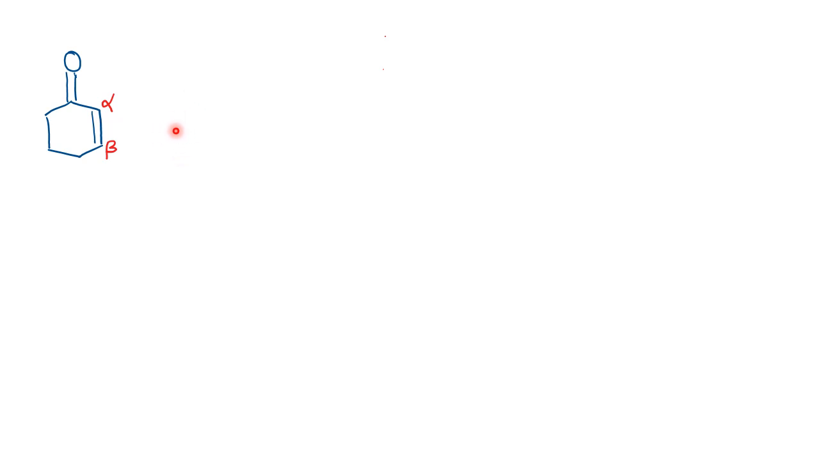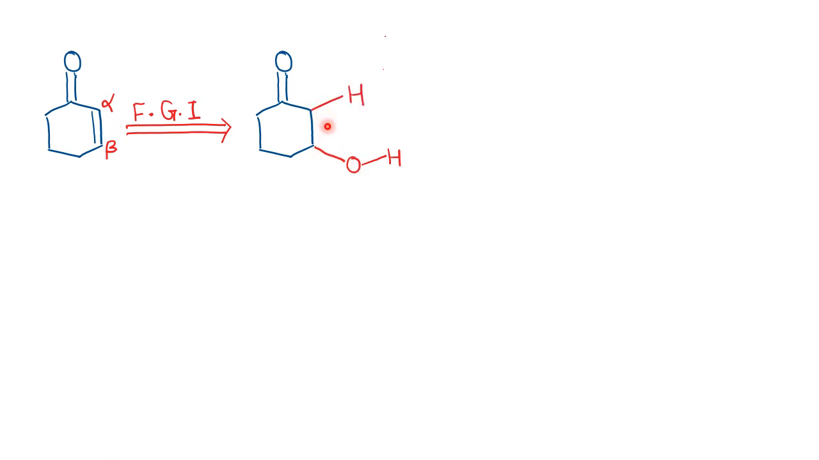We can convert this alkene into an alcohol by using FGI. We take care that when we are adding water, the beta carbon gets OH and the alpha carbon gets hydrogen. So this is the FGI. And then we are using the disconnection approach where we are breaking the bond between oxygen and hydrogen.